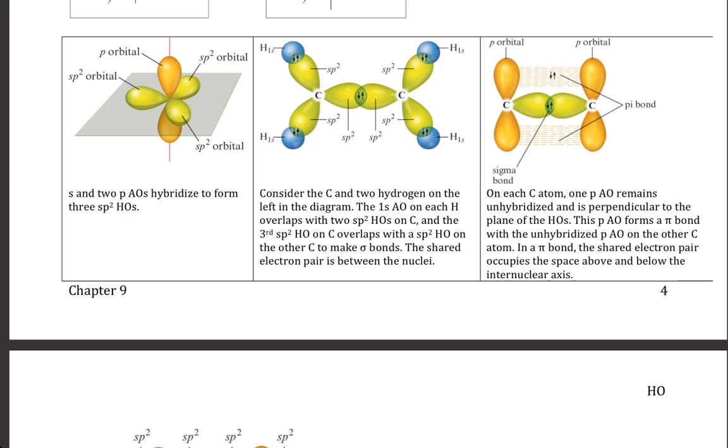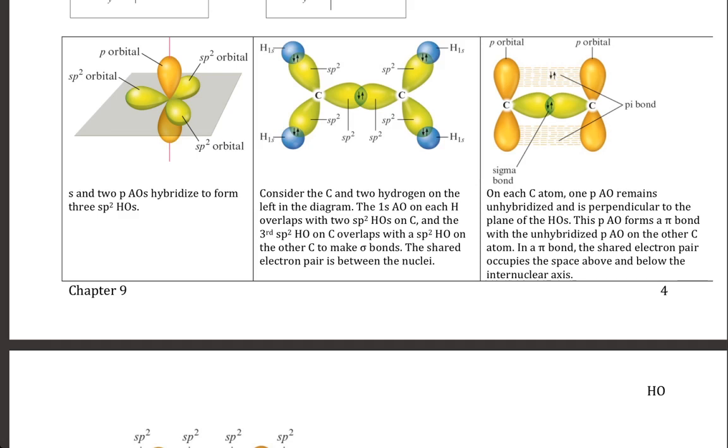So we're showing 5 sigma bonds, and 4 of them, those involving hydrogens, are a 1s sp2 overlap kind of sigma bond. The middle sigma bond is an sp2 sp2 overlap sigma bond. They're all sigma bonds because the electron pair, the bonded electron pair, is between the nuclei.